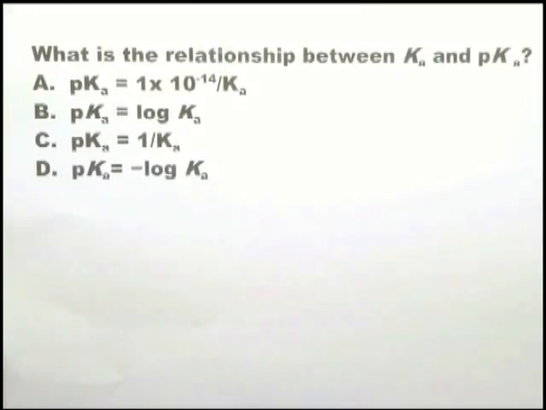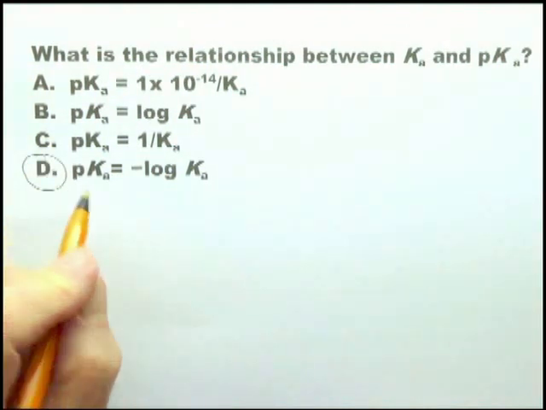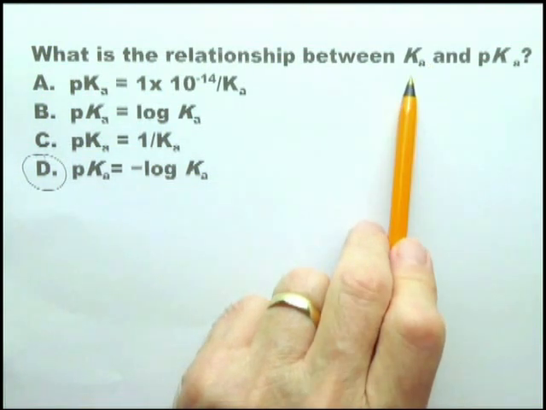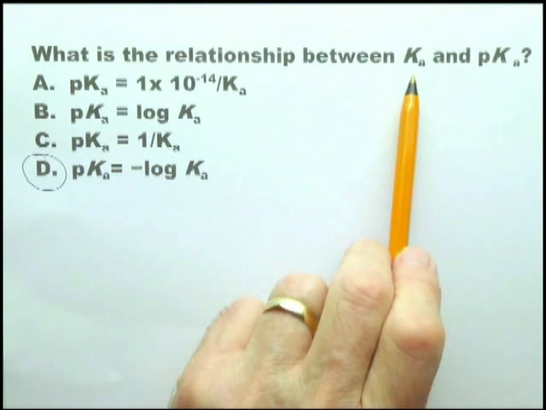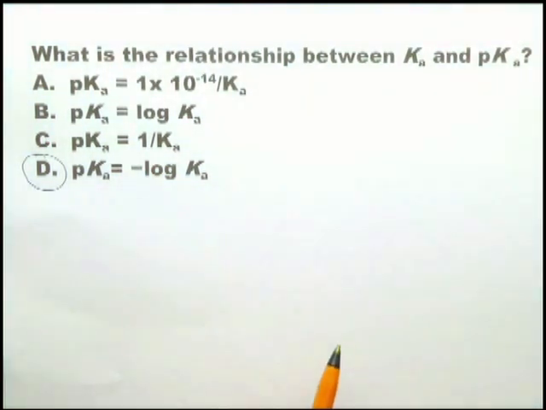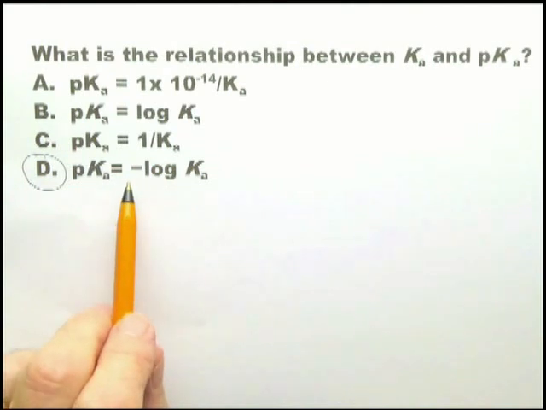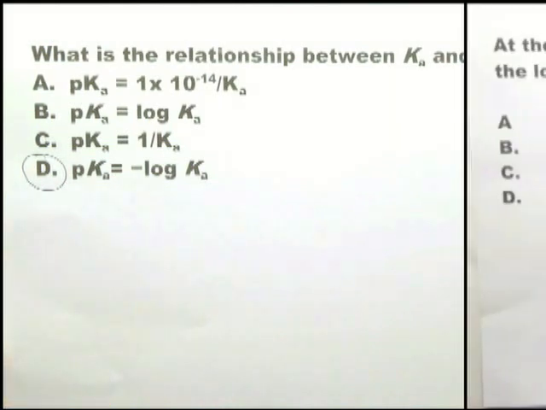Another one that you should be able to do in less than 10 seconds. What is the relationship between Ka and pKa? It is that pKa equals minus log Ka. And if they asked you what is the relationship between concentration of hydrogen ion and pH, you would say pH equals minus the log of the concentration of hydrogen ion. So these kinds of questions only take 10 seconds. Make sure you know them so that you can do them in 10 seconds.